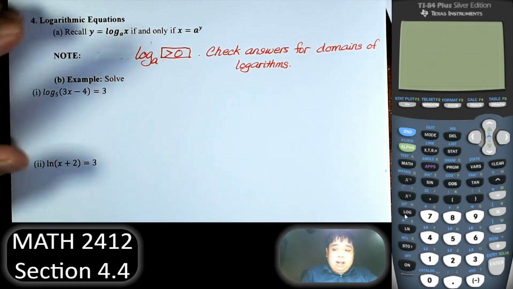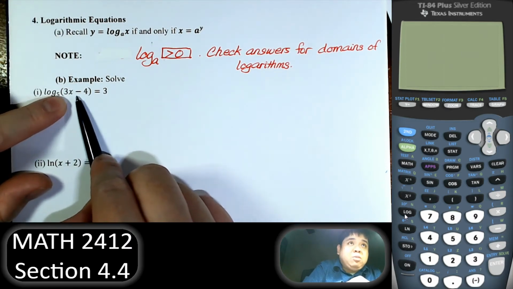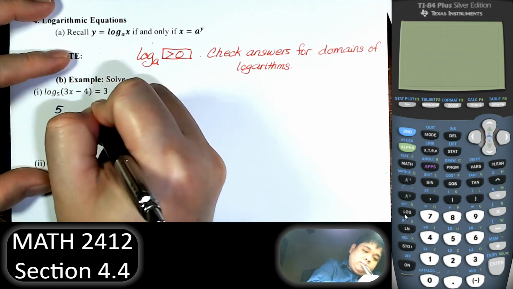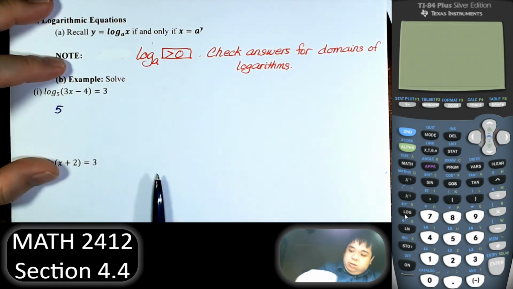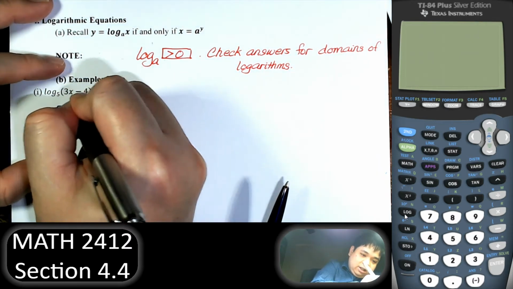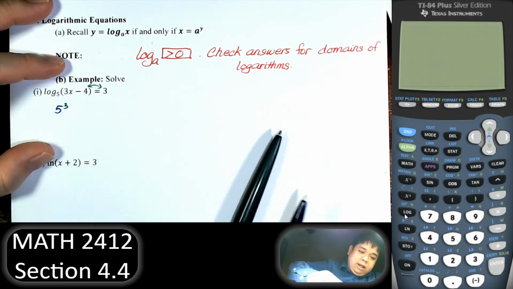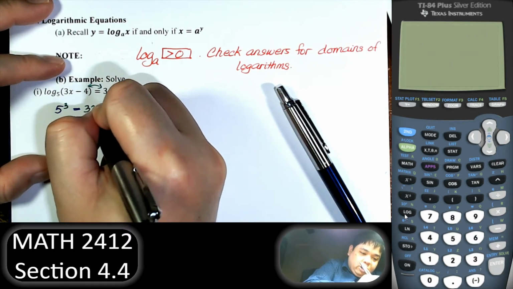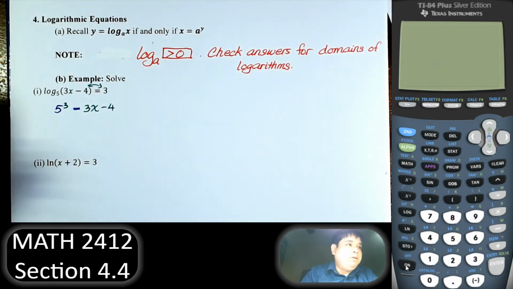Right, now let's solve it. First, log base 5 of 2x minus 4 equal to 3. So we have the base 5, and we interchange: the 3 goes here, and the 2x minus 4 goes to the other side. 5 cubed is 125.